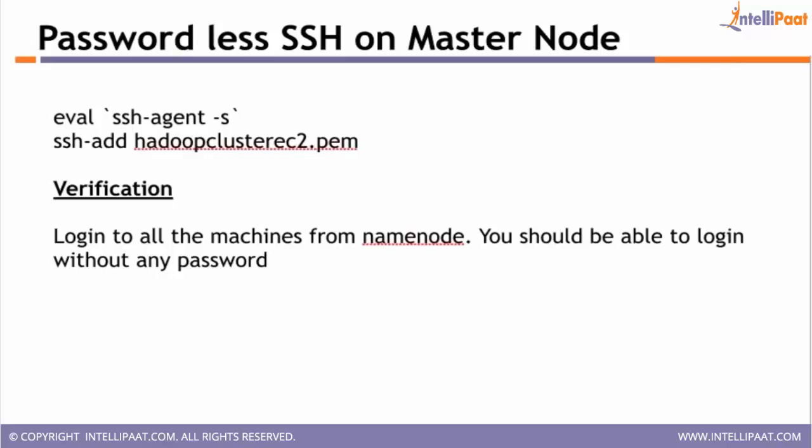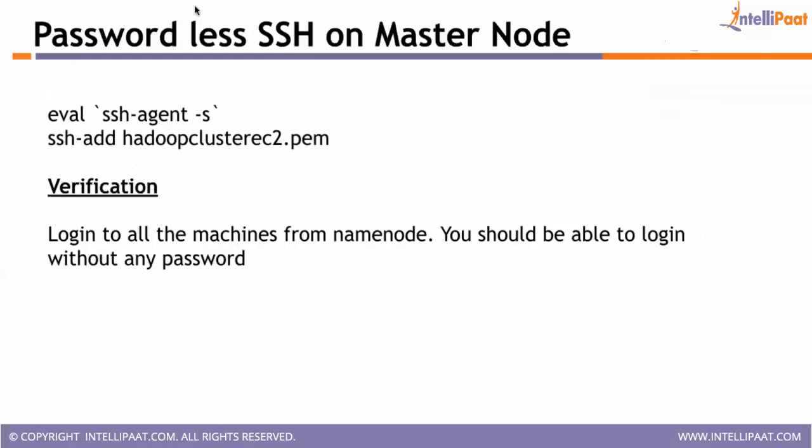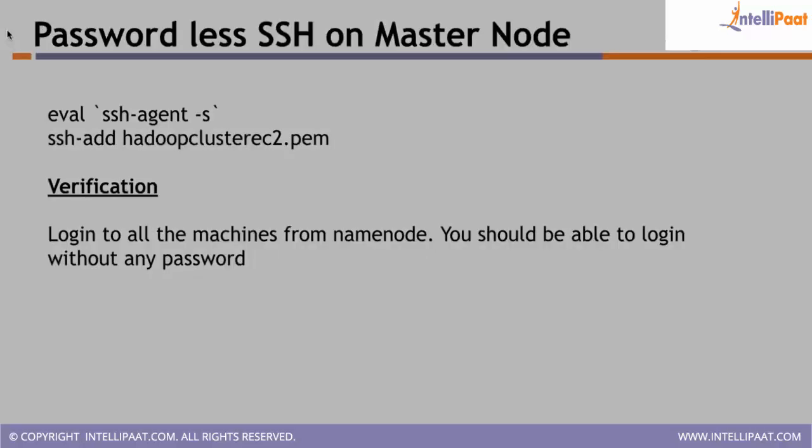Now you have to log into the name node machine and run the first two commands, which will allow name node to access other machines without giving passwords. That is called passwordless SSH. To do passwordless SSH means to allow a machine to log into other machines without giving a password. We have to execute these two commands. In the first command, it's eval, and after that it's backticks. It's not single quotes, so you have to use backticks.